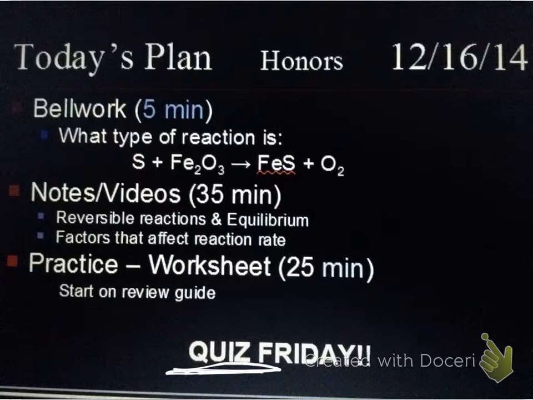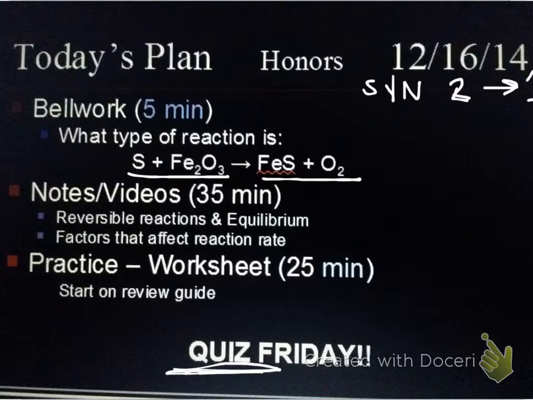Okay, so let's take a look at this reaction. If we go through the different types, a synthesis reaction would start with 2 substances or more and end with 1, which we definitely don't have. A decomposition would start with 1 and then break down into 2 or more, which again, we don't have. We have 2 and we end with 2.